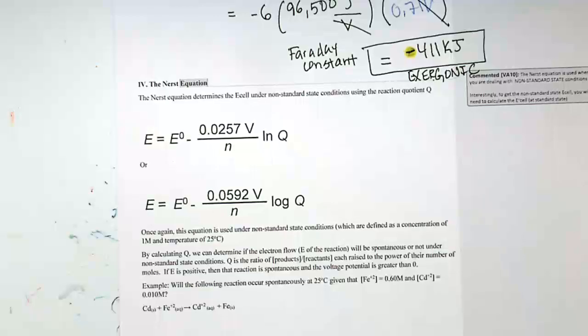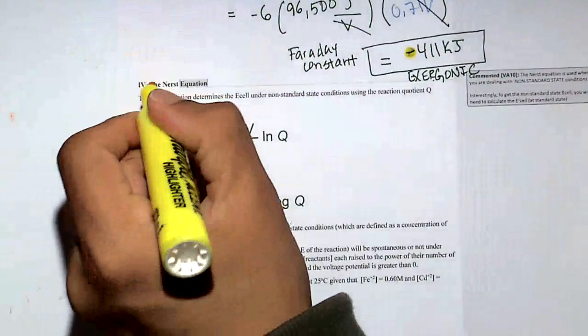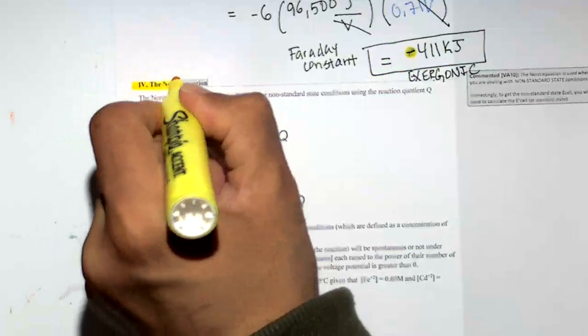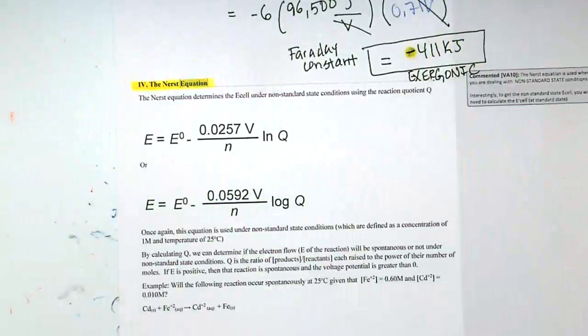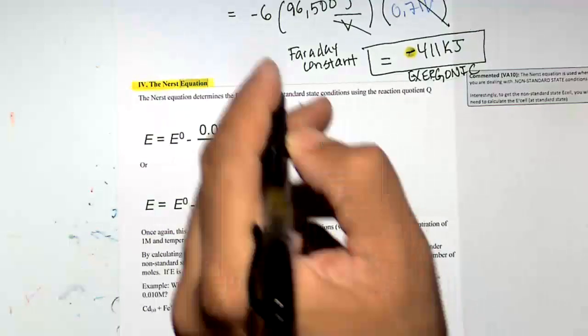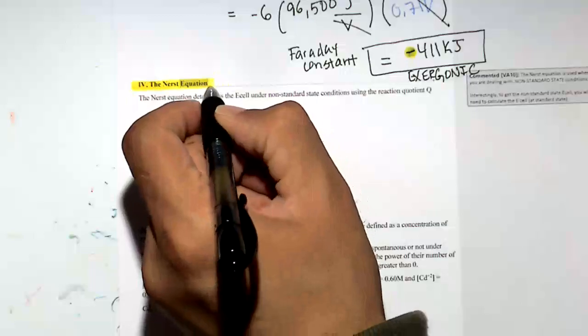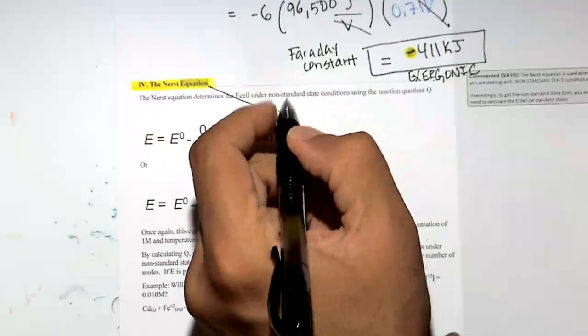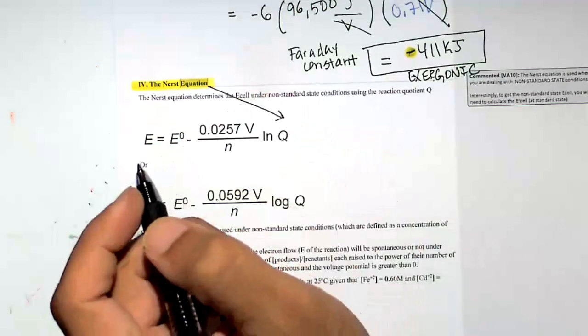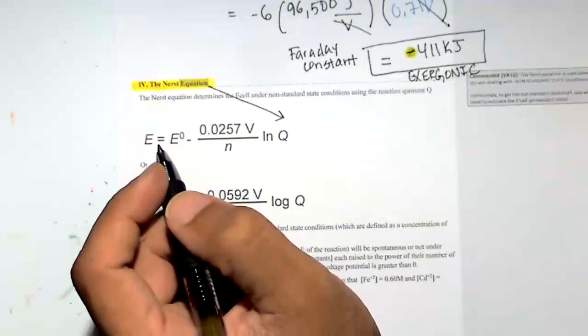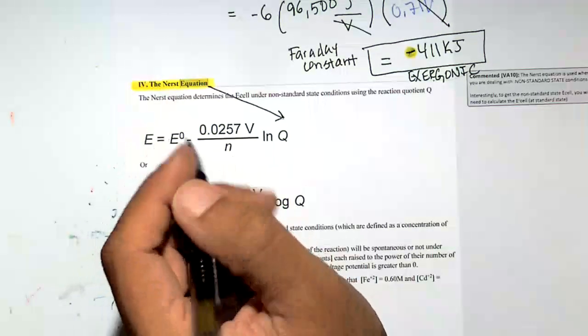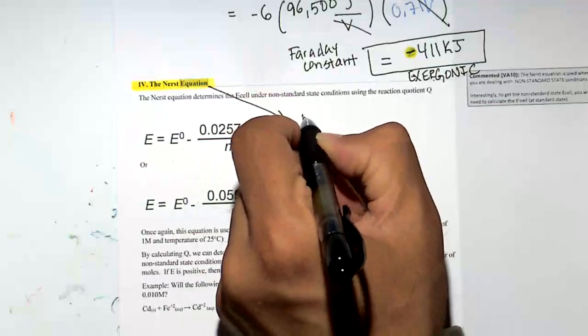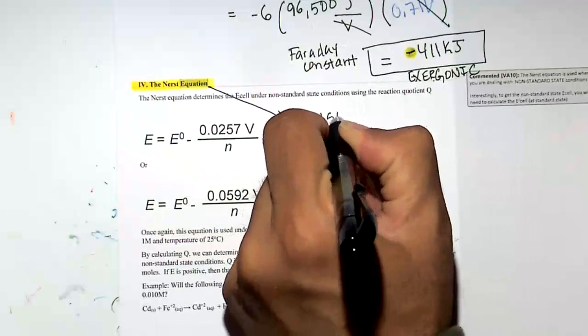So now let's move on to another equation that I'll give you on the exam. You do not have to memorize this. This is called the Nernst equation. So what's the difference between the Nernst equation and the other equations that I'll give you? The Nernst equation deals with non-standard state. So that's the big one. This is any temperature, any concentration. Non-standard state conditions, we will use the Nernst equation.